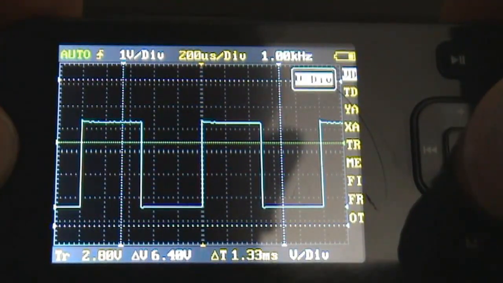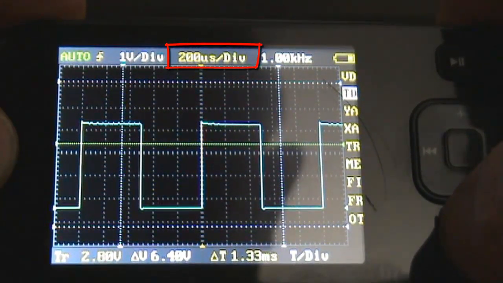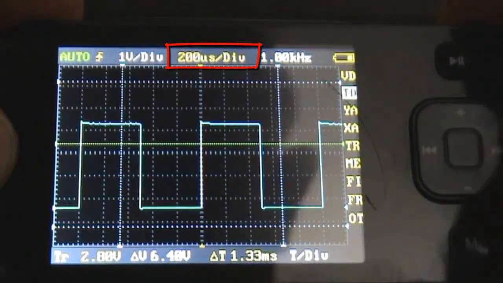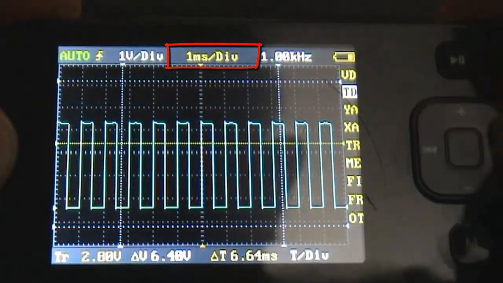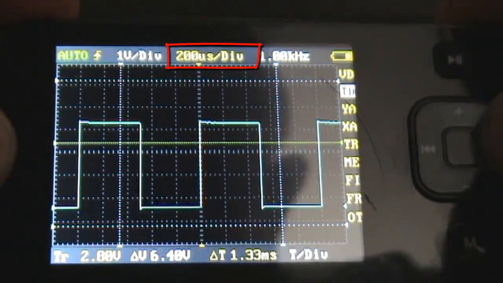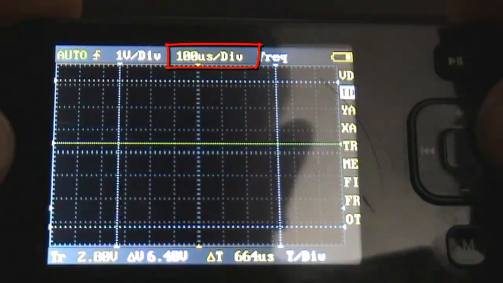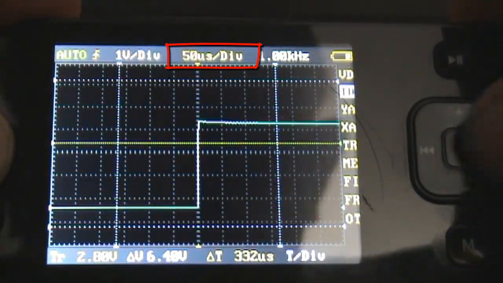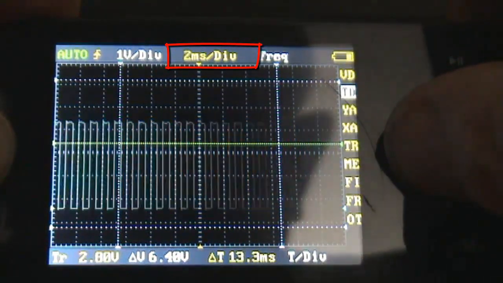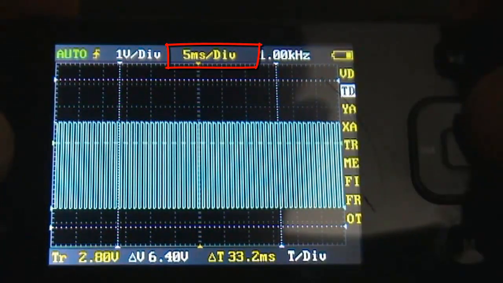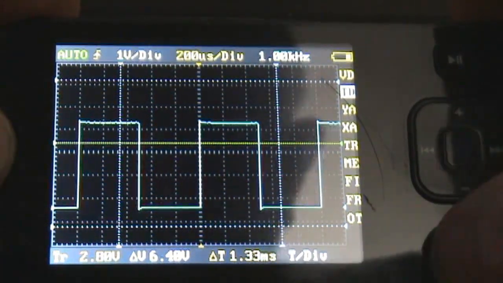So if we press M to get rid of that, come down one, we're now in time per division. Again, if we press M, there is only one option here. And what we see here is we're getting more time or less time per division, and that's showing up here in yellow in the middle. 200 microseconds, 100 microseconds, 50 microseconds, 200, 500, 1 millisecond, 2 milliseconds, 5 milliseconds. So that's just changing the horizontal scale.